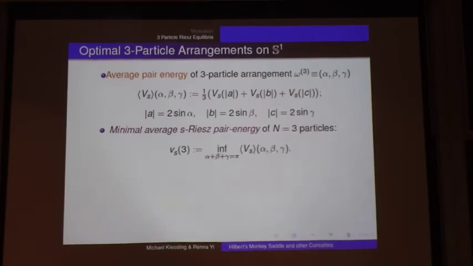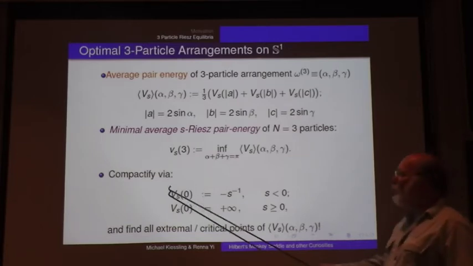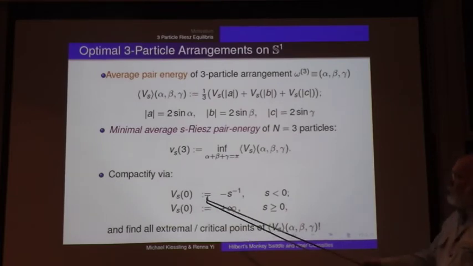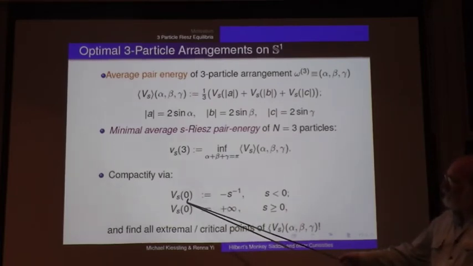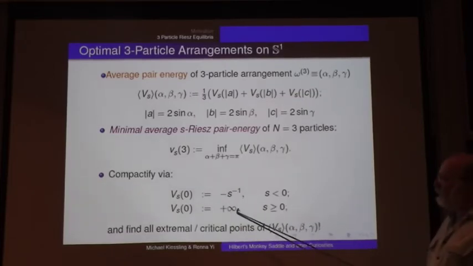And of course you ask for what is the infimum, but the point is, with 3 particles, presumably you can do more and figure out not only the infimum or maybe a minimum, but also a maximum and maximizers, local and absolute and saddle points. So why don't we try to understand the whole thing? So you compactify it also by defining that what you mean by the pair energy when the distance between 2 particles is 0. Well, it's just this when s is less than 0 and it's infinite when it's positive. So now you have particles sitting on top of each other for all s.